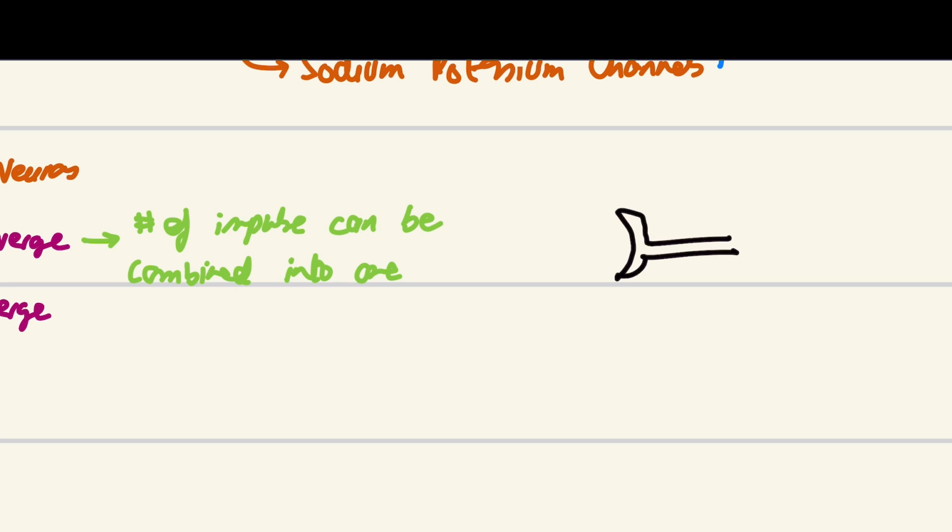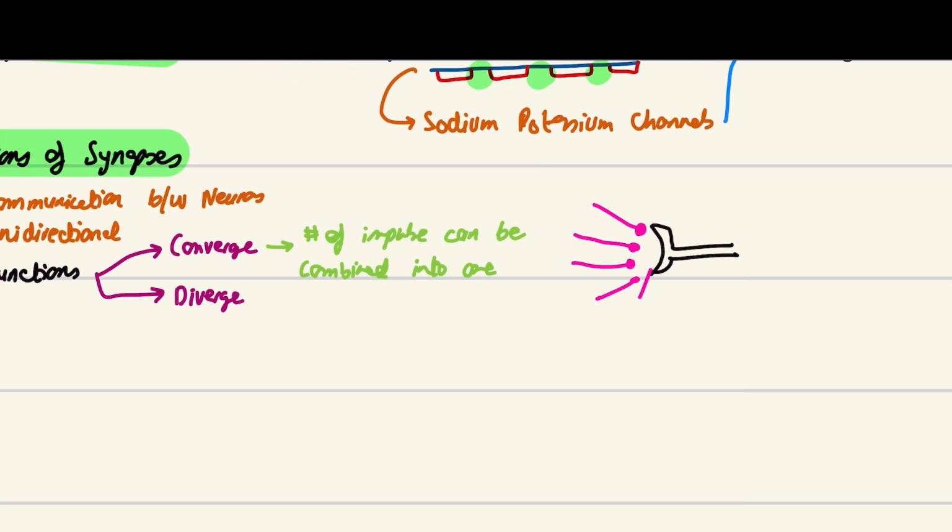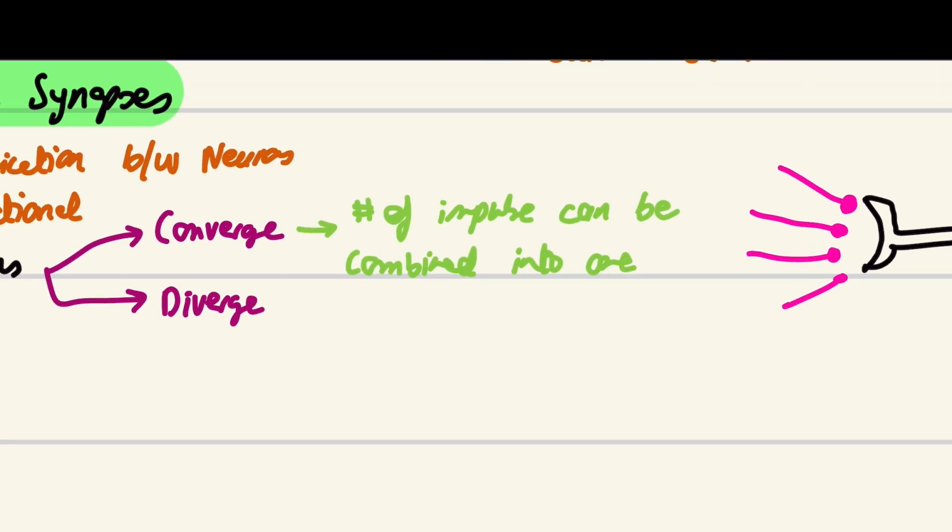ऐसे करके, let's say एक ये आ रही है, ये आ रही है, ये आ रही है और एक ये आ रही है. ठीक है, so this is convergence. Okay, different neurons से impulses आ रही हैं and they can be combined into one. Okay, all right. What about divergence?